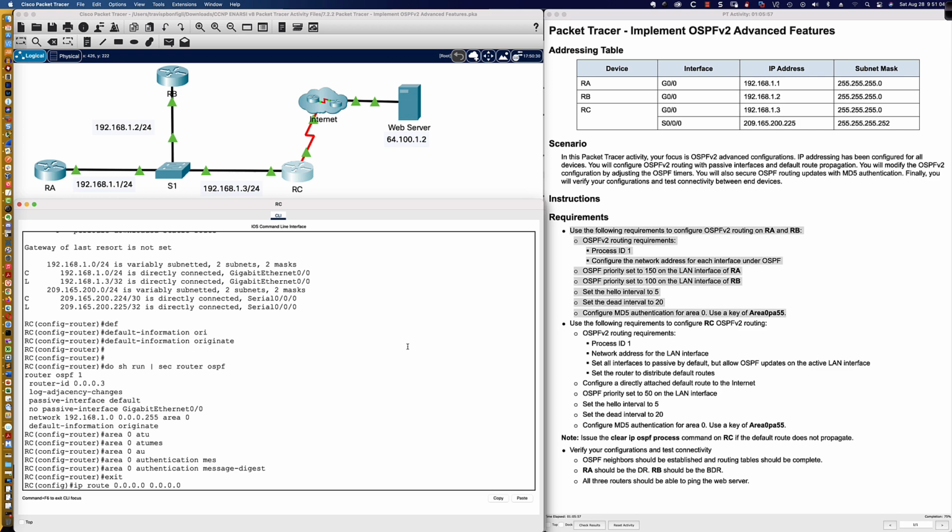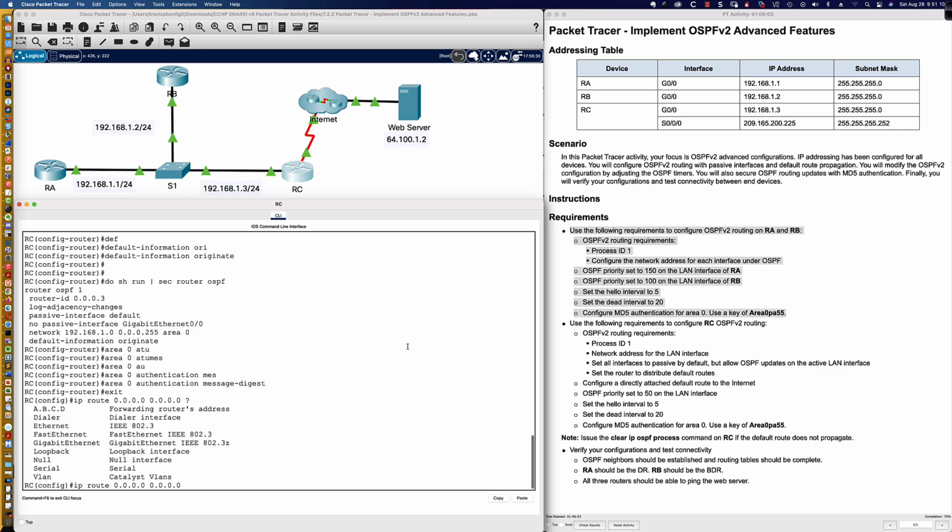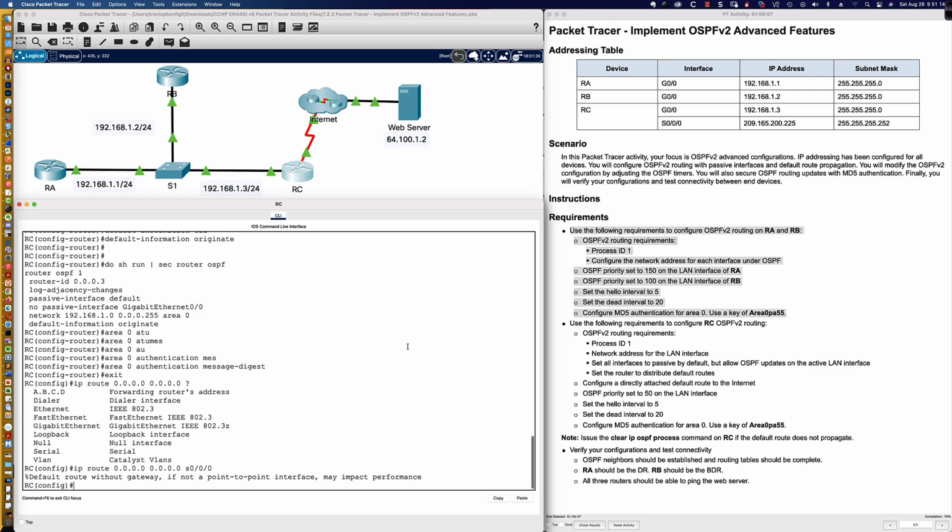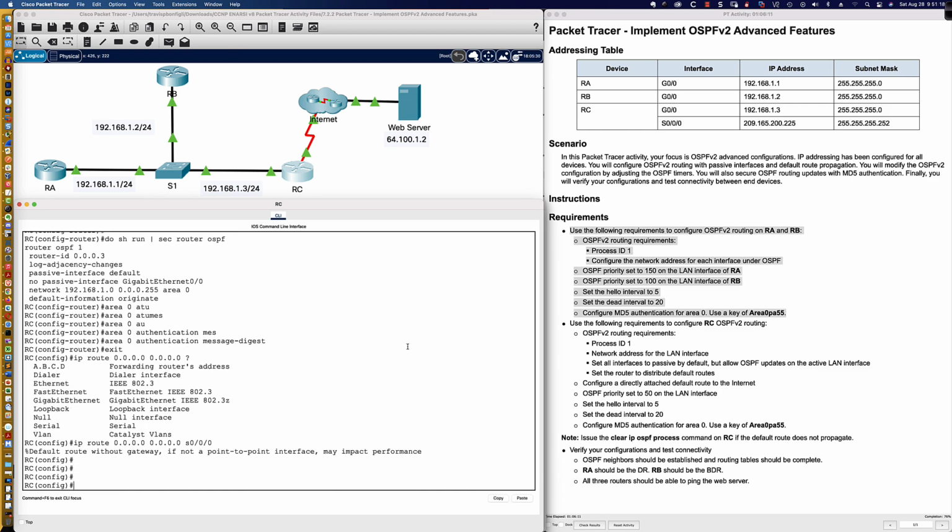Now, it says configure a directly attached default route to the internet. And what does that mean? Well, that means I'm going to say that is the directly connected interface, and the points, we got a single percentage point for that. That's going to let us know that we've got that configured properly.